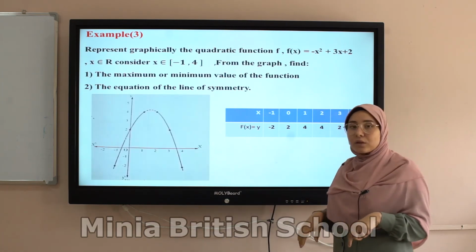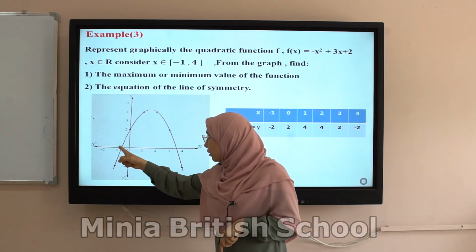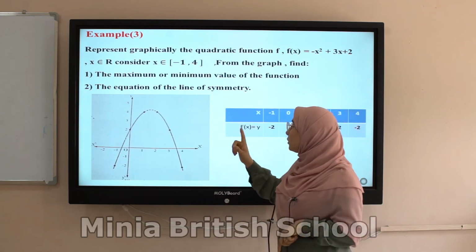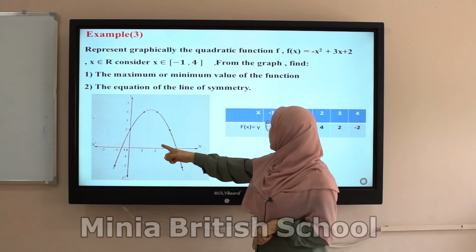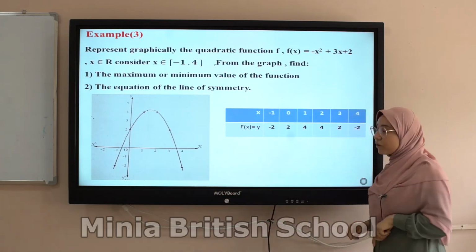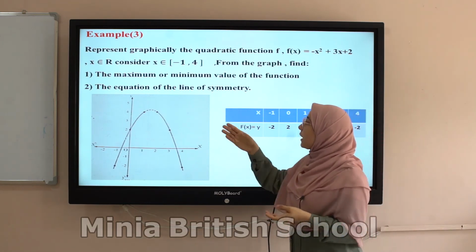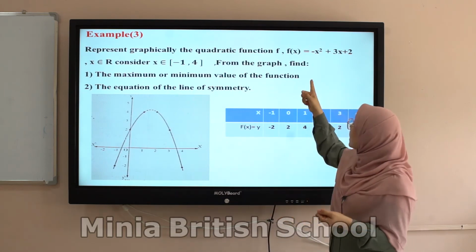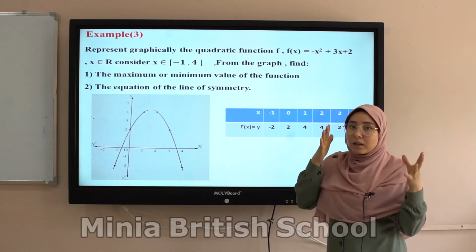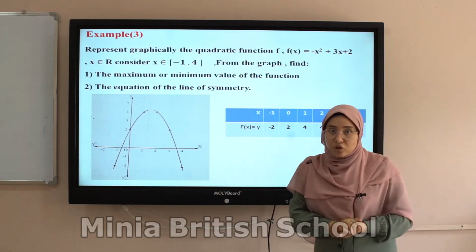Then we can draw the curve: (-1, -2), (0, 2), (1, 4), (2, 4), (3, 2), (4, -2), okay? Now I need to find the maximum or minimum value of the function. Here the coefficient of x power 2 is a negative number. So I have a maximum value of the function, okay?